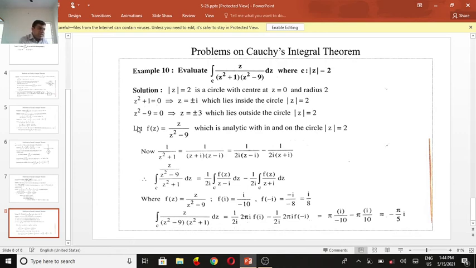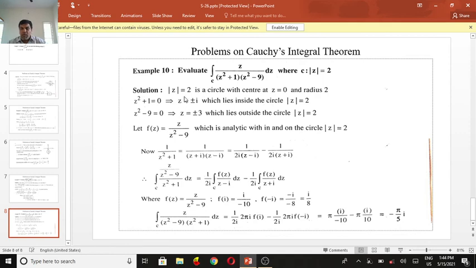Suppose z square minus 9 equal to 0, so the values of z are plus or minus 3, which lie outside the circle mod z equal to 2. Observe the given problem, z divided by (z square plus 1)(z square minus 9) dz. First I evaluate z square plus 1: z equals plus or minus i, which lies inside the circle. z square minus 9 equal to 0 gives z equal to plus or minus 3, which lies outside the circle mod z equal to 2.